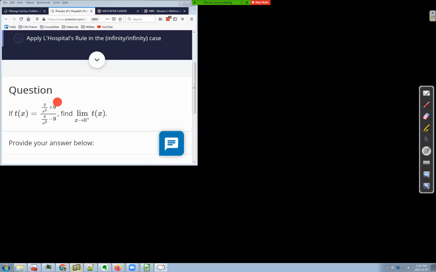Because let's see, so anyway, we got this limit, we're trying to find the limit as x goes to 0 from the right of this function right here. So yeah, let's go ahead and write it down here. So I want the limit as x goes to 0 from the right of, oh my gosh, it's kind of complicated. 9 over x squared plus 9 divided by 8 over x to the third minus 9.